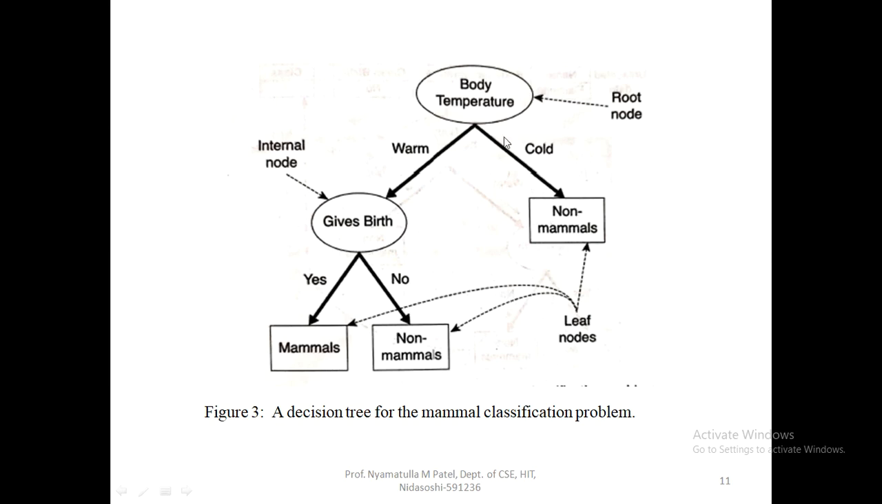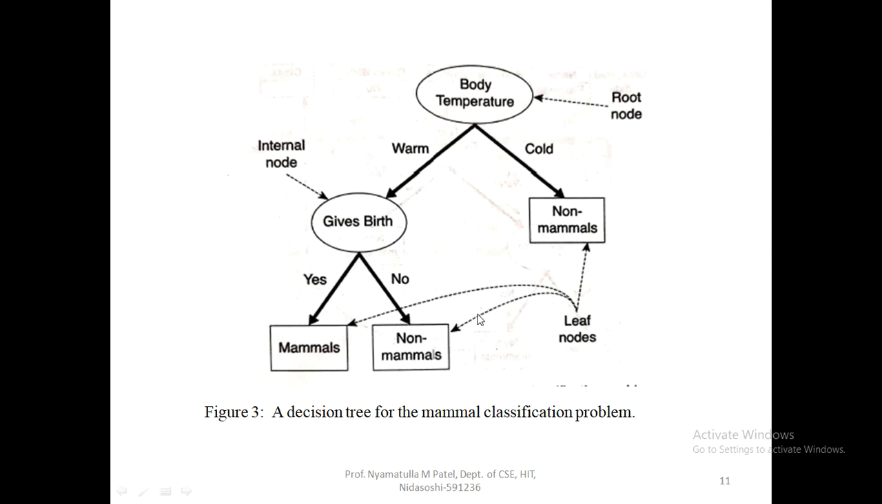You got the exact classification. Then if the body temperature is warm, there is one more test condition, that is an internal node. So if the body temperature is warm, then does it give birth or not? If the particular animal gives birth, if yes, then it belongs to the class mammal. If it does not give birth, then it is a non-mammal.